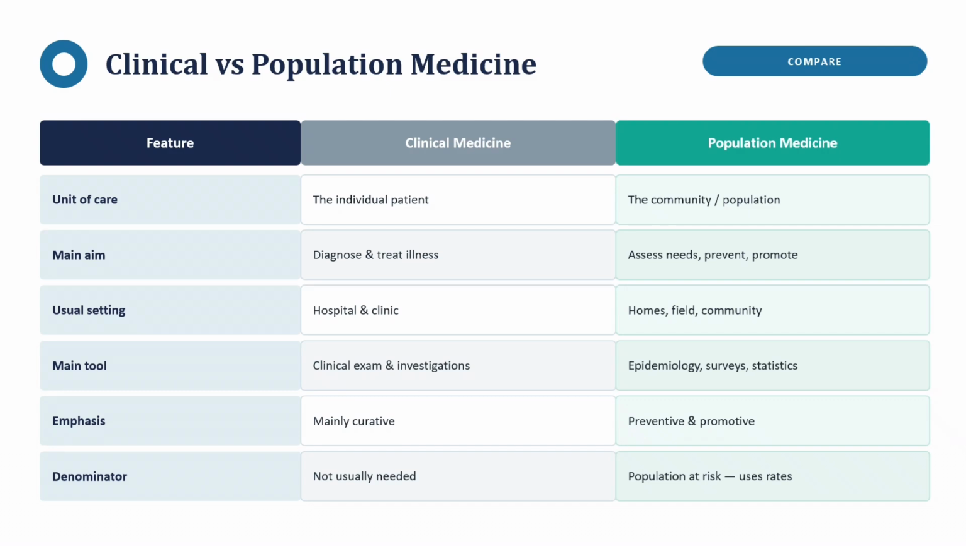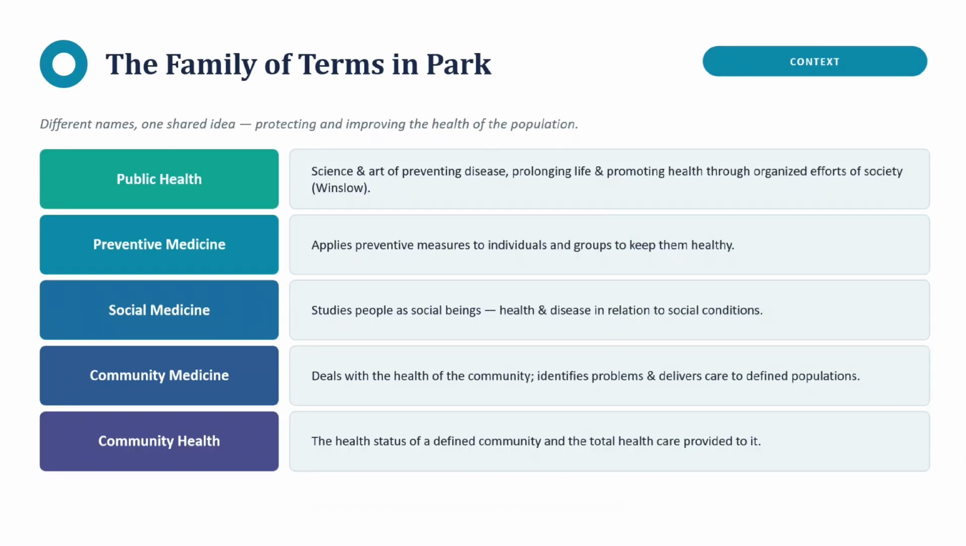Why does it matter so much? Ten new cases of a disease sounds alarming in isolation. But 10 cases in a community of 500 tells a very different story from 10 cases in a community of 50,000. Without a denominator, you can't compare one community to another, and you can't tell if a problem is getting better or worse over time. The denominator is what turns a head count into a measurement.